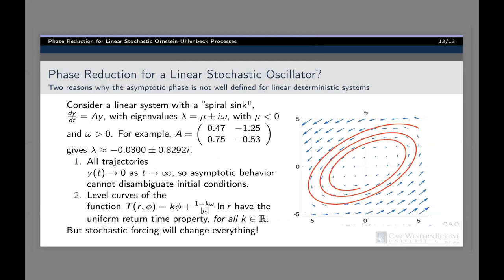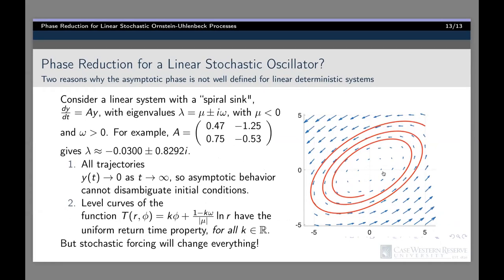Okay, so that's enough background for me to now introduce the problem that we've looked at more recently, which is what happens if you have a spiral sink. So a spiral sink just means a purely linear system with complex conjugate eigenvalues with negative real part. And here's a specific example. So of course, trajectories are going to spiral around and without any noise, they eventually converge to zero. So you obviously can't define the asymptotic phase function by looking at different initial conditions that converge to each other, because all the initial conditions converge to zero at the same rate.